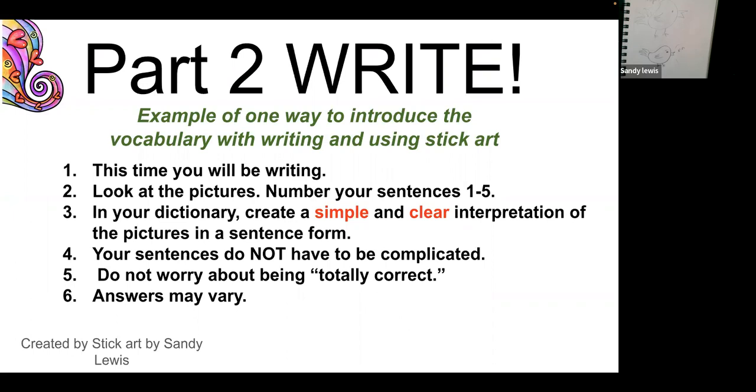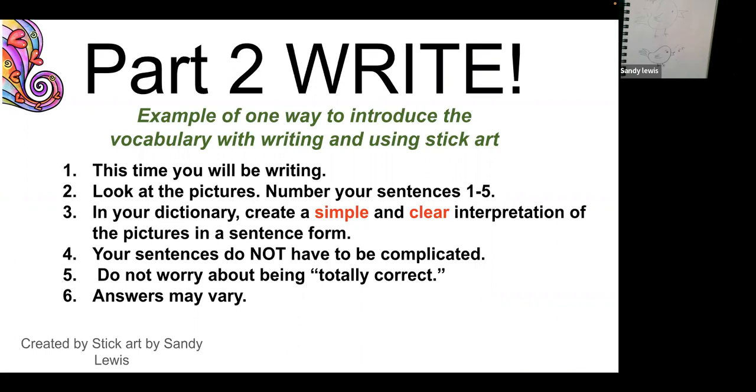This time you'll be writing. Look at the pictures. Number your sentences 1 to 5. I've given you 5 examples. Make it clear and simple as you possibly can. What I would tell students is give me simple. If it's complicated, I don't want to see it. When I said simple, kids were like, okay, I can give you simple. Every kid can give me simple.